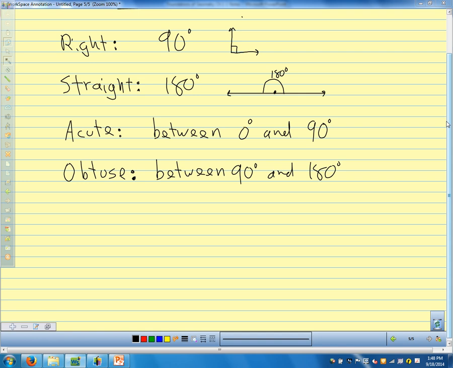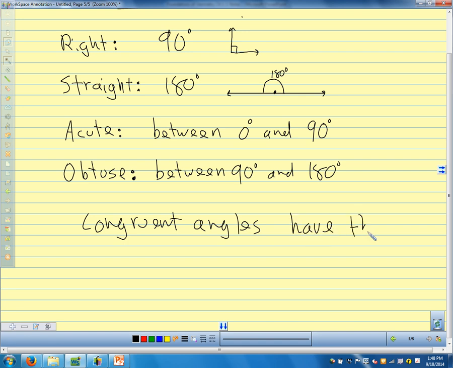All right, we good here? Sounded like we had these down pretty well. We use congruent with angles the same way we did with segments. So we're going to say that congruent angles have the same measure, or degree measure.